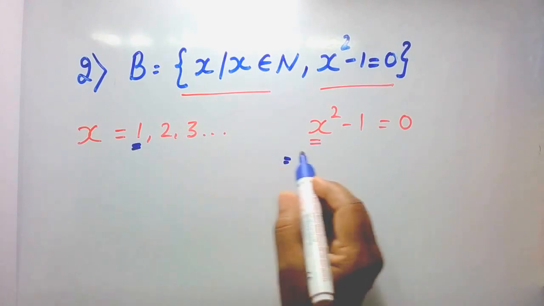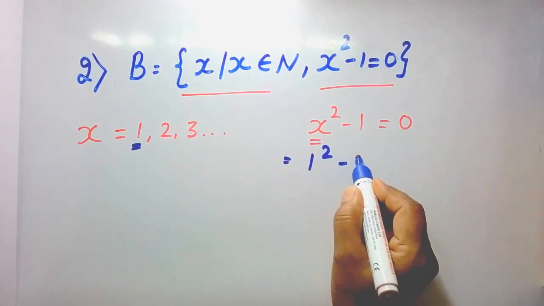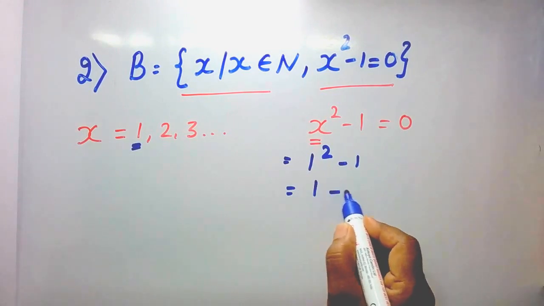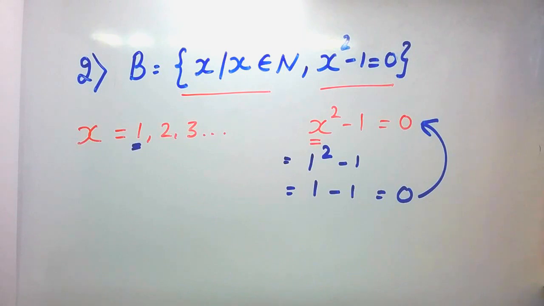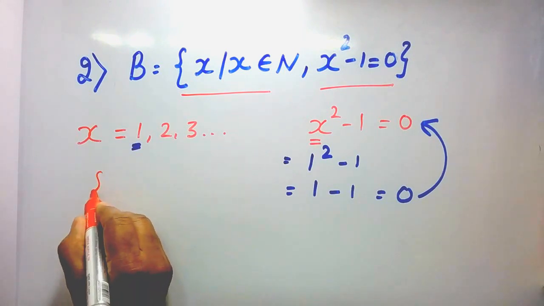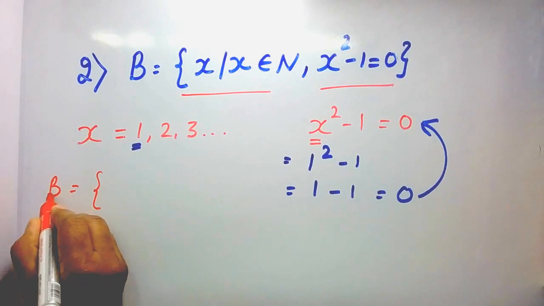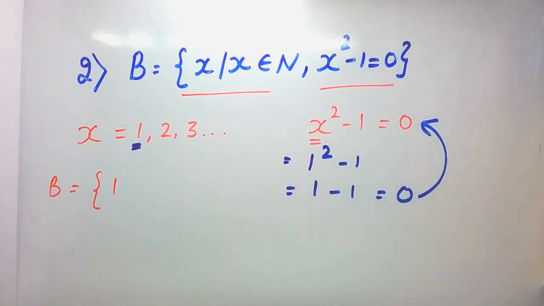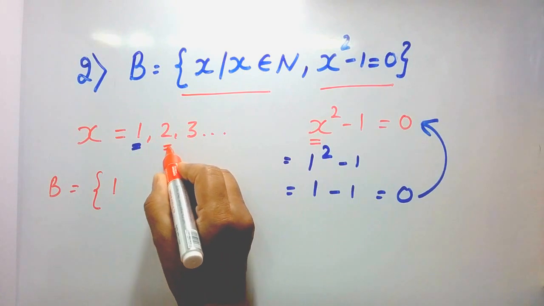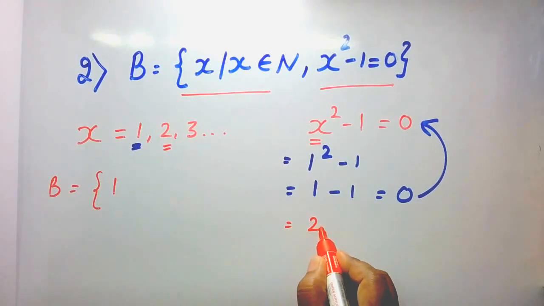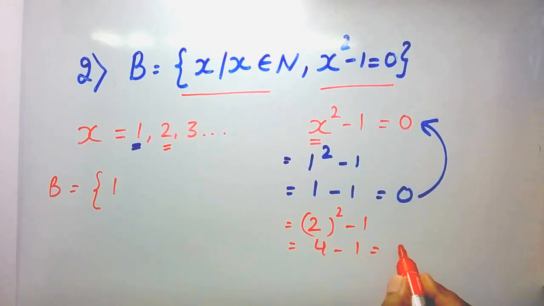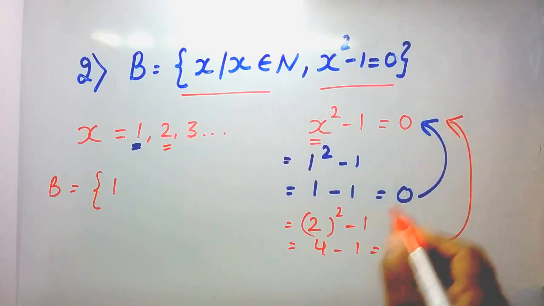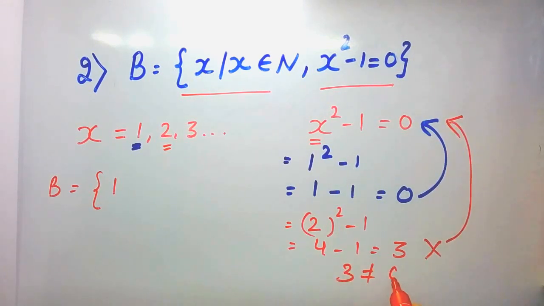First, if you take 1, then 1 square minus 1: 1 square is 1, and 1 minus 1 is 0, which is equal to 0. So that shows the first element in our set B is 1. Try for the second one. If you take 2, 2 square minus 1 is 4 minus 1, which becomes 3, which is not equal to 0.